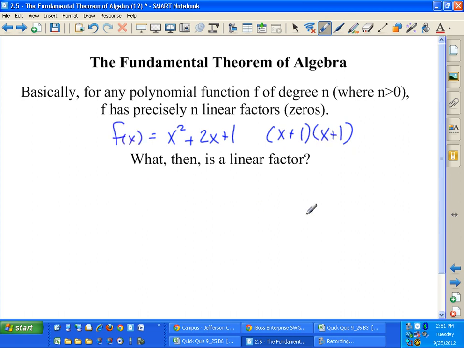One thing to worry about is that we could have imaginary solutions that would be linear factors, and we'll talk about writing those imaginary solutions as linear factors also. So for example, if 4i was a solution, then x minus 4i would be one of the linear factors, and we'll talk about the other part in just a matter of moments.